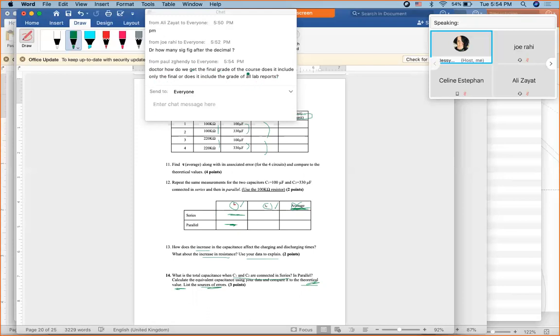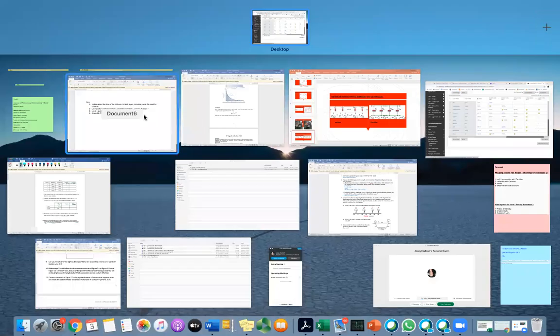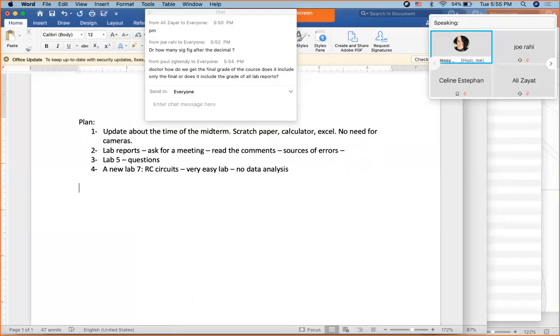How do we get the final grade of the course? Does it include only the final or does it include the grade of all the lab reports? Very good question, Paul. Let me write it in here. It's gonna be for the lab. The lab is 25% of the course grade, okay? I mean, the course is 75%. So let me say the lab is 25%. What is in this 25%?